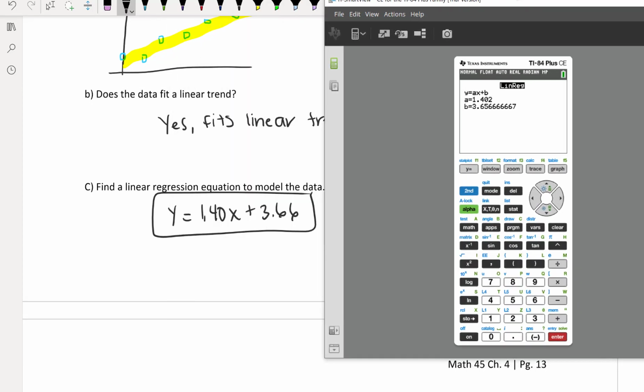So just so you can compare it, right? That a value was really my m, and my b value is 3.66 because that 5 got rounded up. Okay.